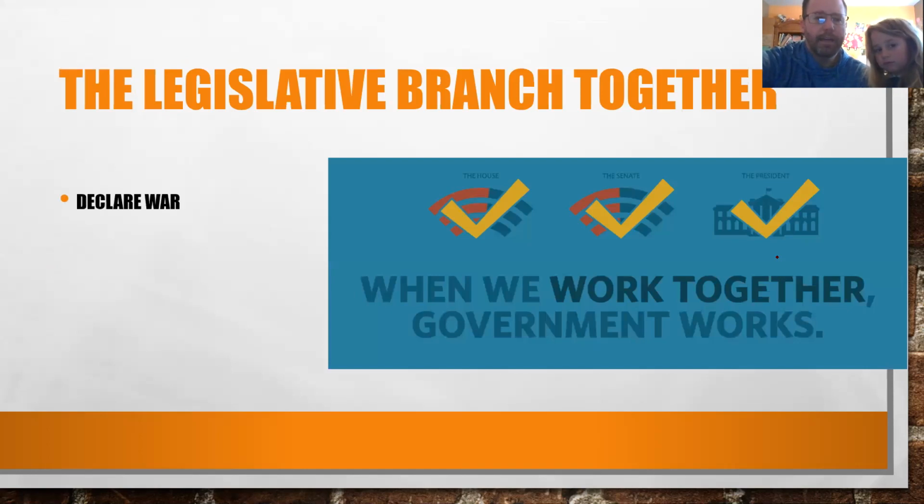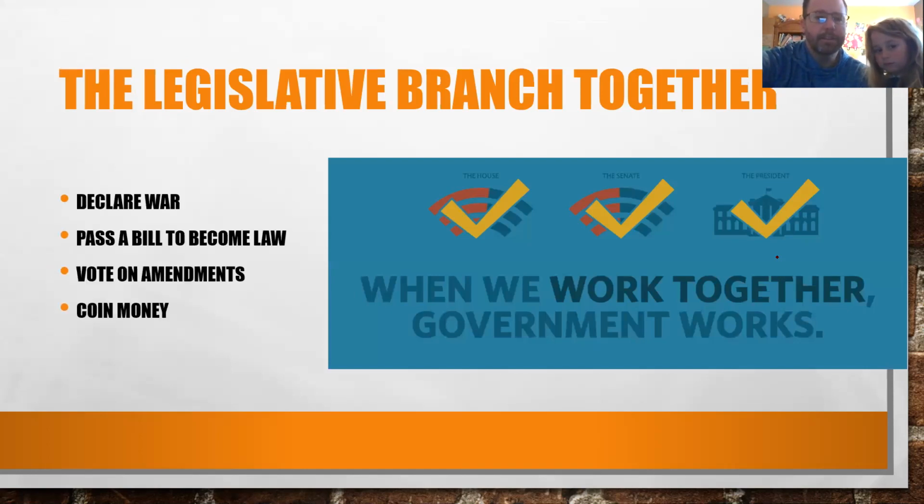All right, so they have to work together though on these things. So I'll put those up there so you can see that these are not things that the House or the Senate do on their own. These are some of the major things that if we want to declare war, pass a bill, vote on amendments, decide to print more money, these are things that both the House and the Senate have to work together on and do together. They can't do it individually.